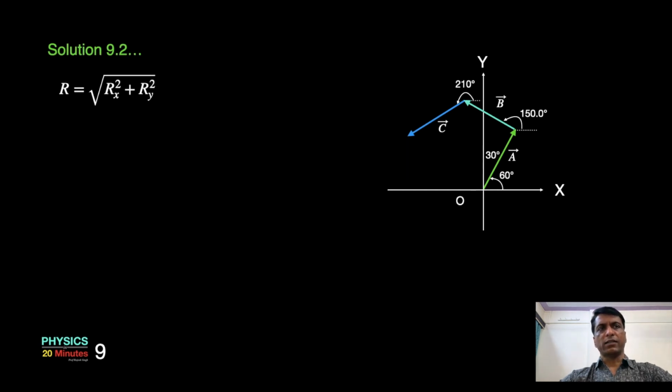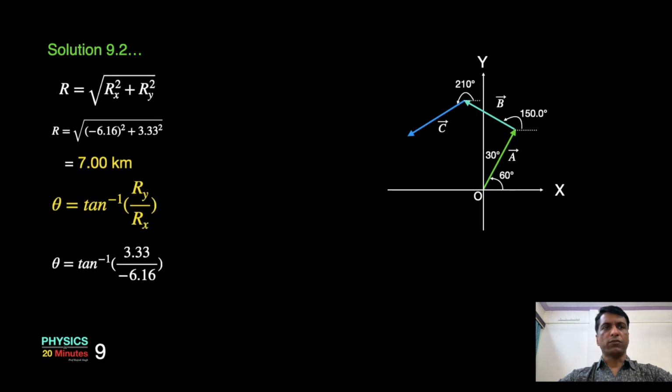Therefore, the magnitude of vector R is given as the root of Rx squared plus Ry squared. I can place the values of Rx and Ry and I will get it as 7 km. Write theta using the formula tan inverse of Ry by Rx. Therefore, theta is tan inverse of 3.33 upon minus 6.16, which turns out to be minus 28.4 degrees. Now you can see that there is a bit of a problem here. If theta is negative, then it has to be considered in the clockwise sense.